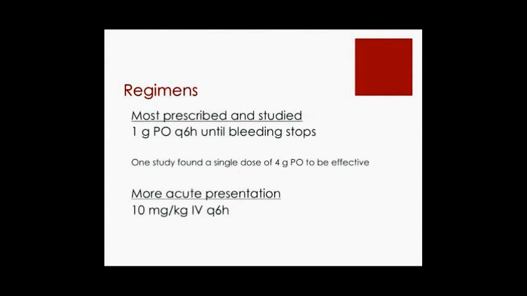The most commonly prescribed and studied regimen is 1 gram PO, so 2 tabs by mouth every 6 hours until the bleeding stops. And typically you want to give it the day before they start bleeding, and they continue it for 1 week or until the bleeding stops, whichever comes first. One study did find a 4 gram loading dose PO, but once was enough, and found it to be effective.